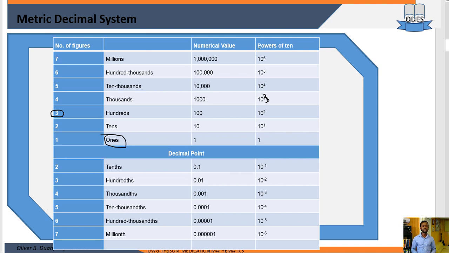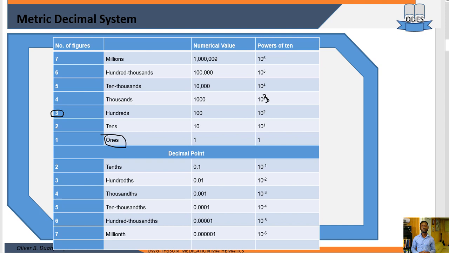So, as you have noticed, on this left pane, you have the number of figures. The number of figures is always going to be 1 more than the power. So, as you have seen, for example, when we take millions, there are 7 figures. However, it is only 10 to the power 6. This is because we are counting the number of figures and not the powers. So for millions, you have 1, 2, 3, 4, 5, 6, 7 figures, and that is why you have the number of figures being 7.